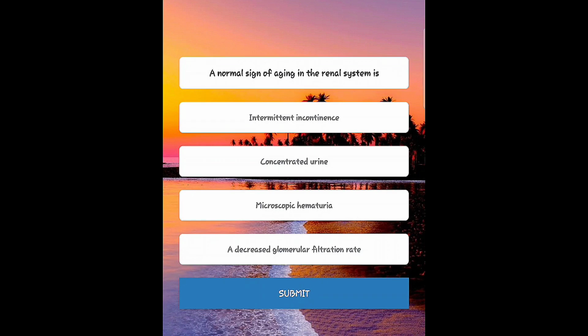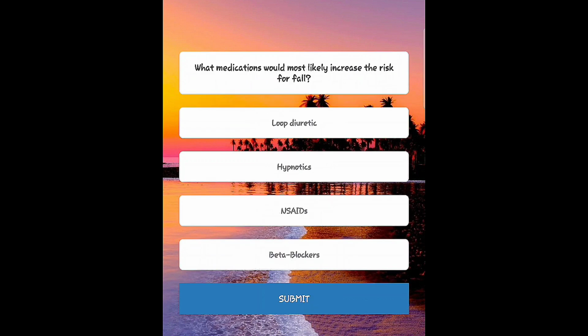A normal sign of aging in the renal system is A, intermittent incontinence, B, concentrated urine, C, microscopic hematuria, D, decreased glomerular filtration rate. We know it's a decreased glomerular filtration rate. What medications would most likely increase the risk for fall? What this is basically saying is which kind of medications could make someone have a high tendency of falling. That is medications that could cause dizziness and stuff. So probably beta blockers. Hypnotics is the correct answer.